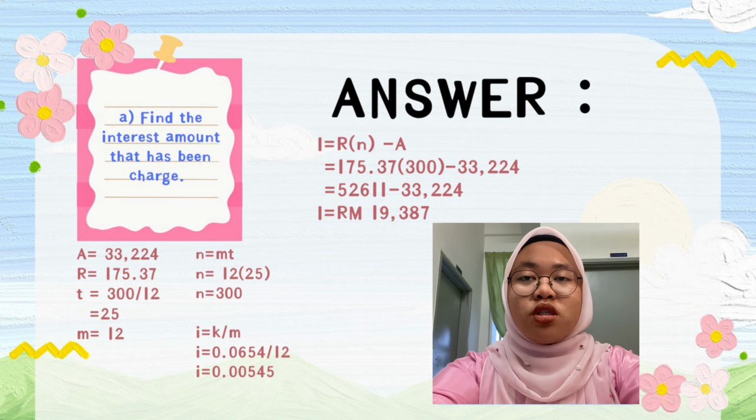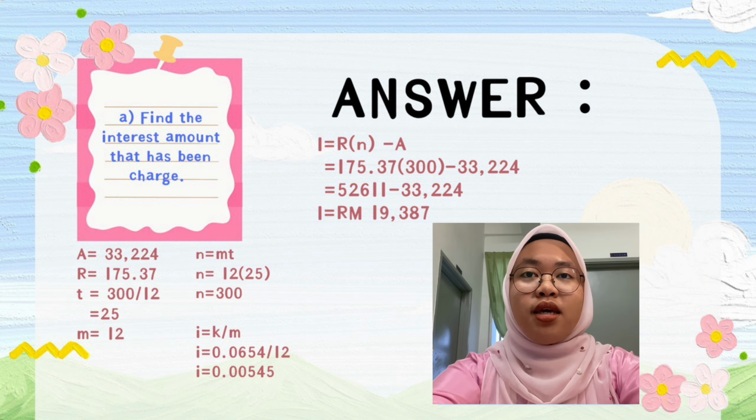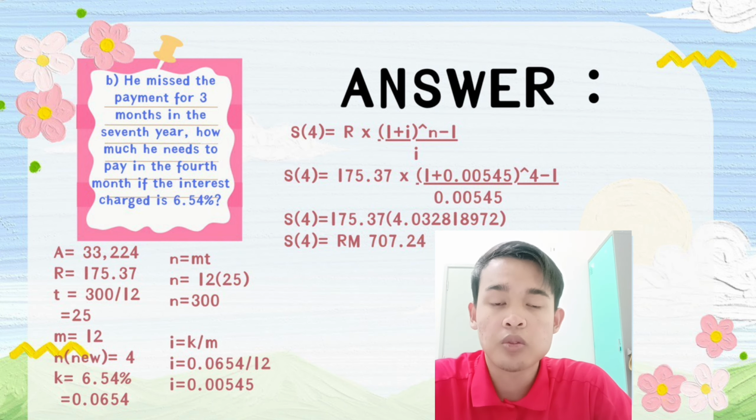N is equal to MT, which is 12 multiplied by 25 equal to 300. And I is equal to K over M, which is 0.0654 divided by 12 equal to 0.00545. The formula we use here is I equal to R multiplied by N minus A, which is 175.37 multiplied by 300 minus 33,224, which is equal to 52,611 minus 33,224. So I is equal to 19,387 ringgit. So we can proceed to the next question.